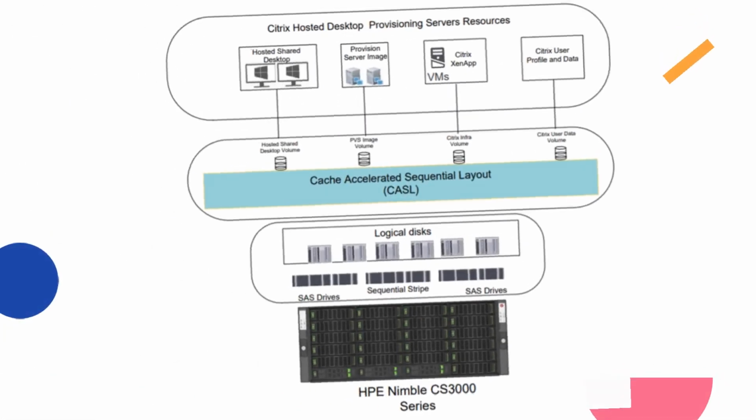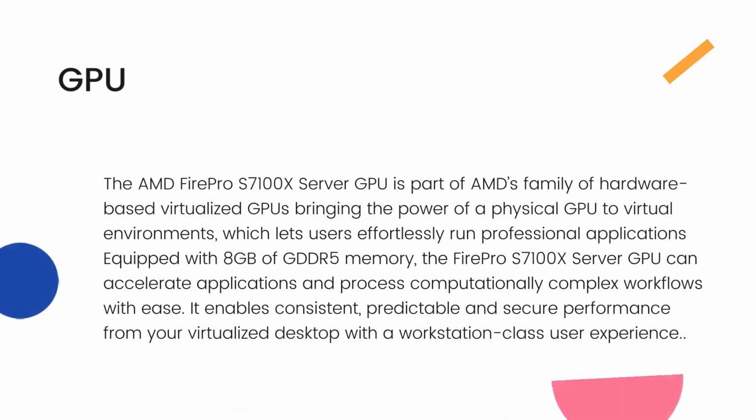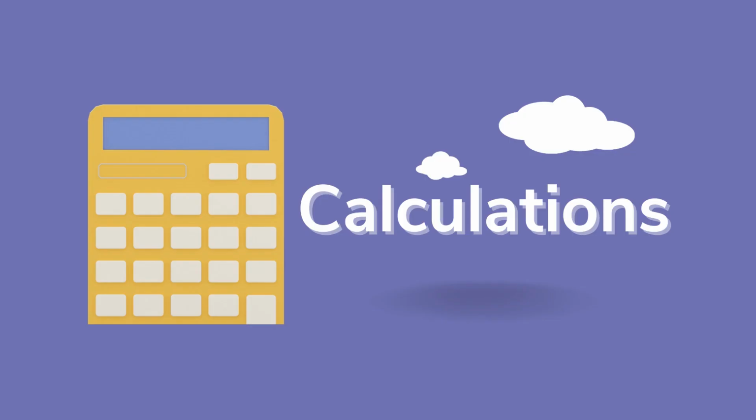As you can see, this is table 1. GPU. The AMD FirePro S7100X server GPU is a workstation class user experience with reliable, predictable, and secure performance from your virtualized desktop. It can easily accelerate programs and handle computationally intensive operations thanks to its 8 GB of GDDR5 memory. This is the total cost for each individual item.